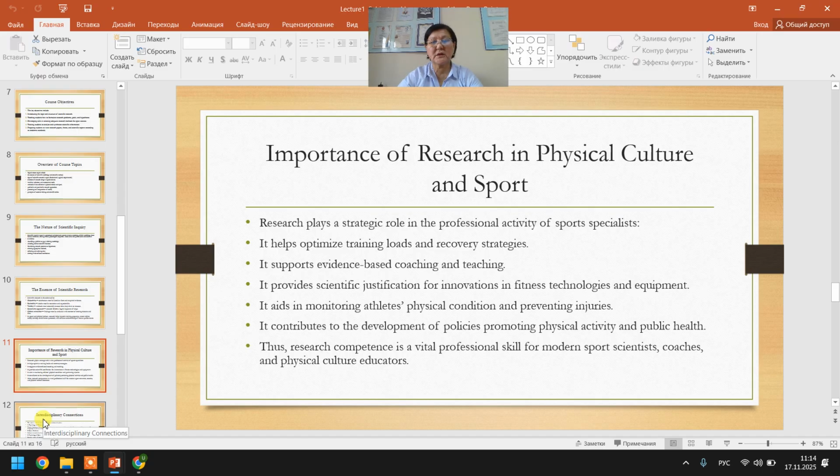Importance of research in physical culture and sport. Research plays a strategic role in the professional activity of sports specialists. First of all, it helps optimize training loads and recovery strategies. It supports evidence-based coaching and teaching. It provides scientific justification for innovations in fitness technologies and equipment. It aids in monitoring athletes' physical condition and preventing injuries. It contributes to the development of policies promoting physical activity in public health. Thus, research competence is a vital professional skill for modern sport science coaches and physical culture educators.